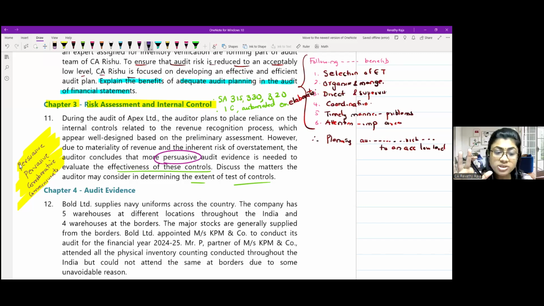So guys, we need more persuasive evidence regarding the control. So more TOC or less TOC? If you want more convincing evidence about control, more tests of control are needed. Through that, you need more reliable evidence. If you want to be more convinced, you need more reliable evidence. So guys, that sentence I'll write. You put a heading: extent of test of control. Now, when more persuasive audit evidence of internal control is needed, what do you do? Increase test of control and increase reliance on control.